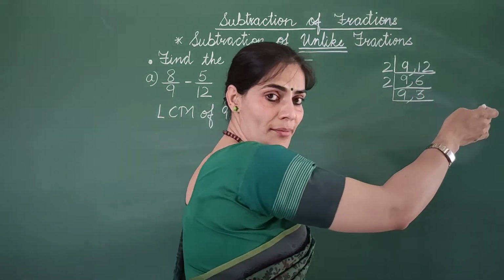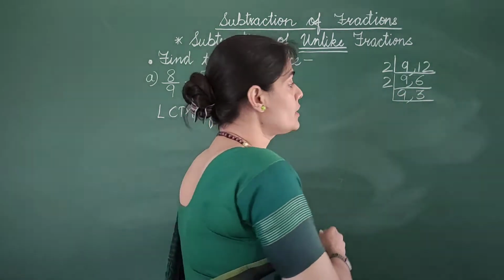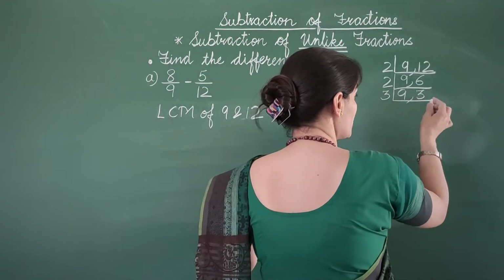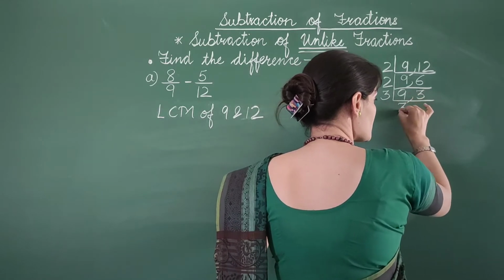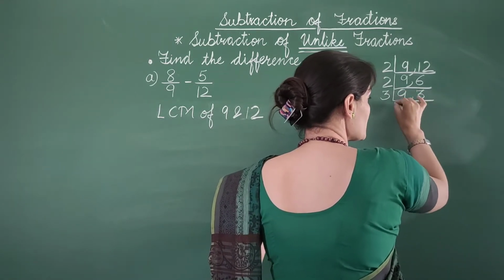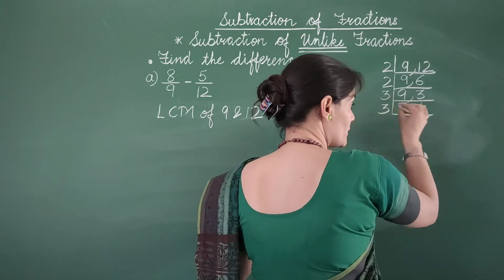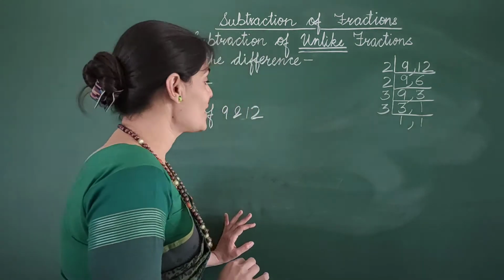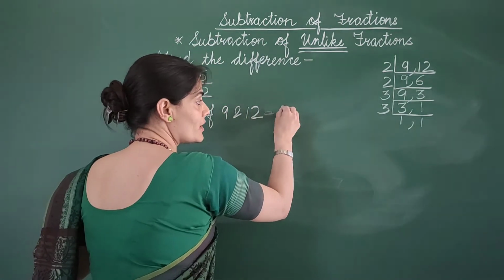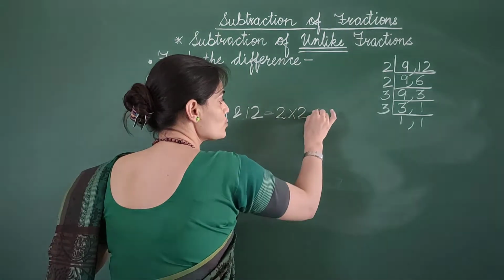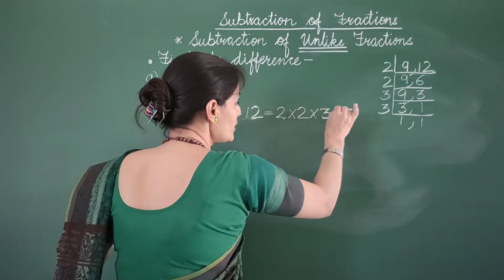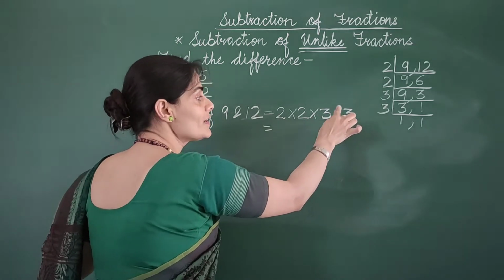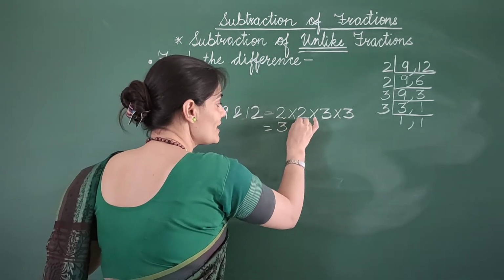Now none of these numbers is an even number. So we divide both these numbers by 3 as they are divisible by 3. 9 divided by 3 gives us 3 and 3 divided by 3 gives us 1. We again divide by 3. 3 divided by 3 is 1 and 1 will be written as it is. So the LCM of 9 and 12 is equal to 2 times 2 times 3 times 3. Now 2 times 2 is equal to 4. 4 times 3 is 12 and 12 times 3 is 36.